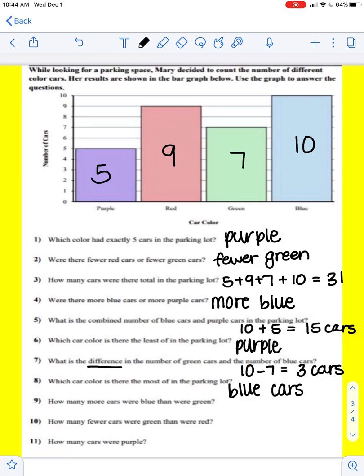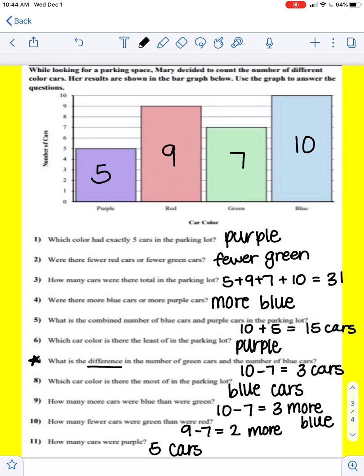And how many more cars were blue than there were green? That's the same thing as number 7 right here. So we're going to take that 10 minus 7, and we have 3 more blue. How many fewer cars were green than were red? So we're going to take those 9 red cars and subtract the 7 green cars, and we're going to get 2 fewer.